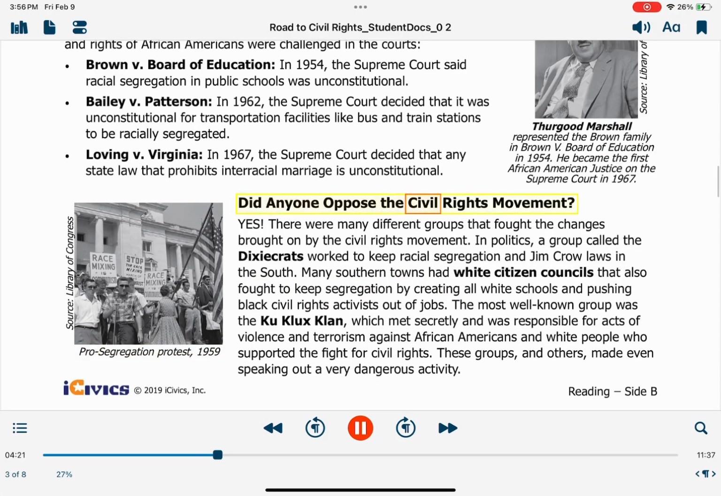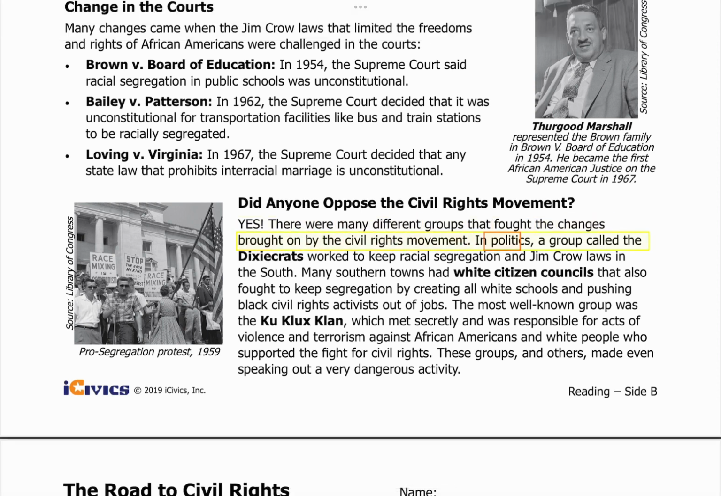Did anyone oppose the civil rights movement? Yes. There were many different groups that fought the changes brought on by the civil rights movement. In politics, a group called the Dixiecrats worked to keep racial segregation and Jim Crow laws in the South. Many southern towns had white citizen councils that also fought to keep segregation by creating all-white schools and pushing black civil rights activists out of jobs. The most well-known group was the Ku Klux Klan, which met secretly and was responsible for acts of violence and terrorism against African Americans and white people who supported the fight for civil rights. These groups, and others, made even speaking out a very dangerous activity.